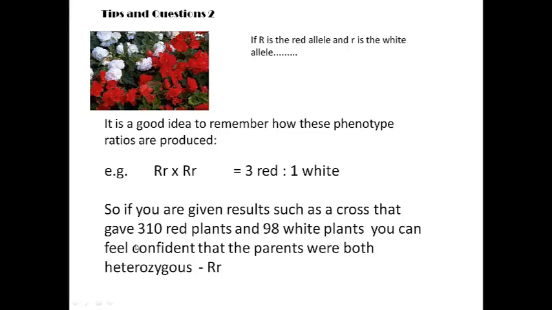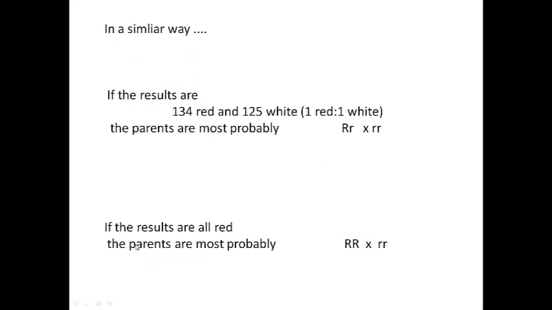And you can do the same with the other ratios. If you got a question that said 134 red to 125 white, that's roughly 1 red to 1 white. The parents are most probably big R little r times little r little r. And if the results are all red, one of the parents at least is most probably big R, big R. You can't make these sort of predictions though if the sample size is really small. In the examples I've given you, I've chosen big numbers, so it's enough to come close to the statistical prediction of a Punnett square.